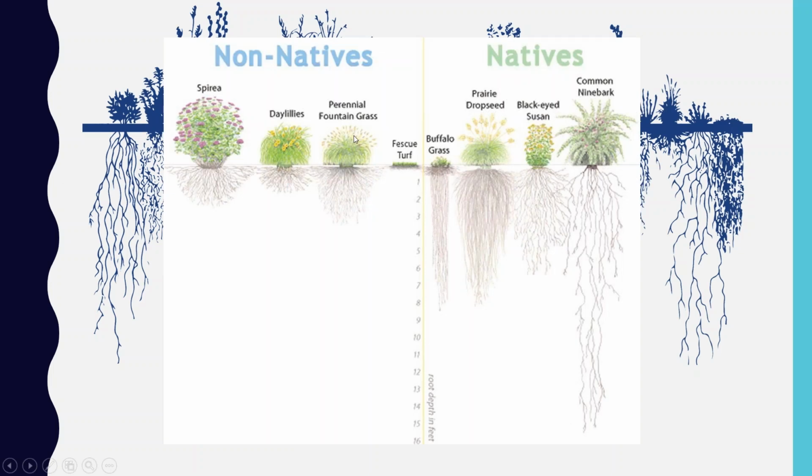As you can see from this diagram, we have non-native plants on the left and native plants on the right. Fescue grass, we're just going to assume is lawn grass. It doesn't even have roots that go down a foot. Some of these other non-natives have a little bit deeper roots, which is nice. But then when you compare them to these native plants, you can see, almost 16 feet on this common 9-bark. That just helps with decrease in soil compaction, increase in water infiltrating, and just better soil stabilization. So much of the pollution that is reaching our streams is just from soil runoff. So these plants really help with that.